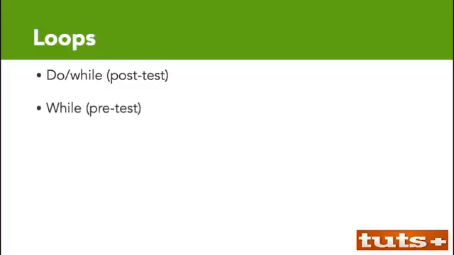Java has 3 types of loops. We have a do-while, which is a post-test loop, a while loop, which is a pre-test loop, and a for loop, which is also a pre-test loop. Each loop has a specific purpose. The do-while loop executes the code at least once, since it doesn't check the status of the condition until after executing the code in the loop.